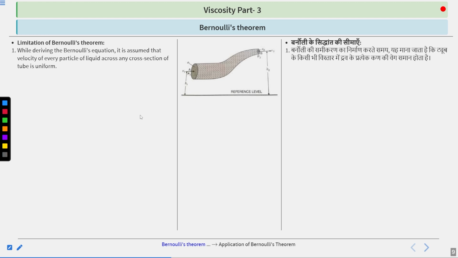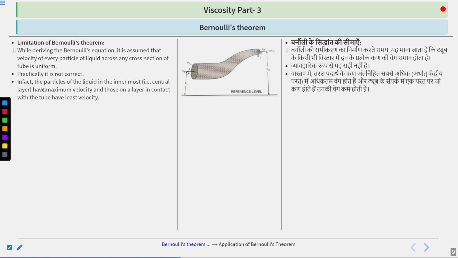First, while deriving Bernoulli's equation, it is assumed that the velocity of every particle of liquid across any cross section of the tube is uniform. That is actually the basic assumption of Bernoulli's equation. That is the first limitation. Practically it is not correct. Second, in fact, the particles of the liquid in the innermost, the center layer, have maximum velocity, and those in the layer in contact with the tube have least velocity.